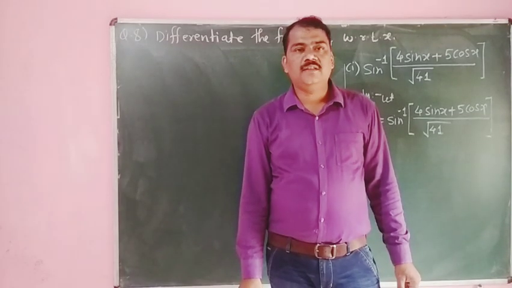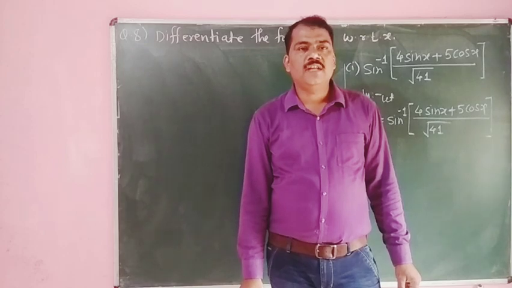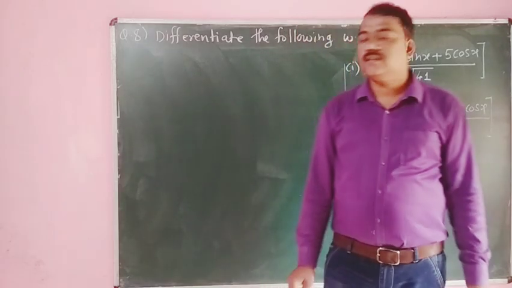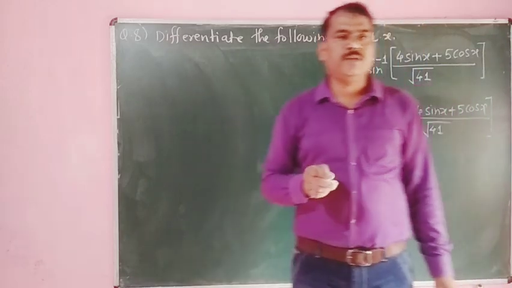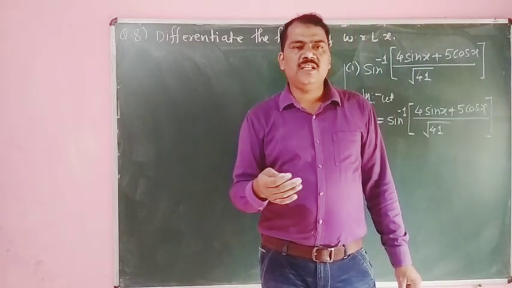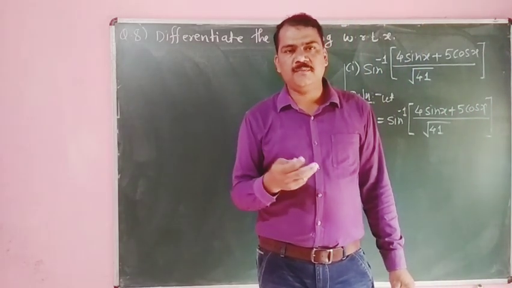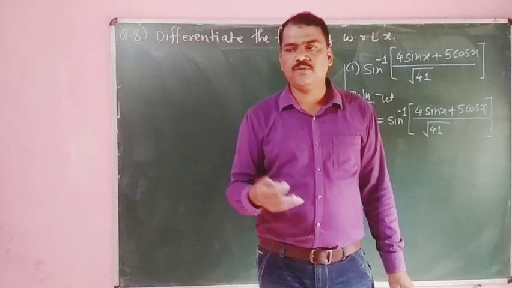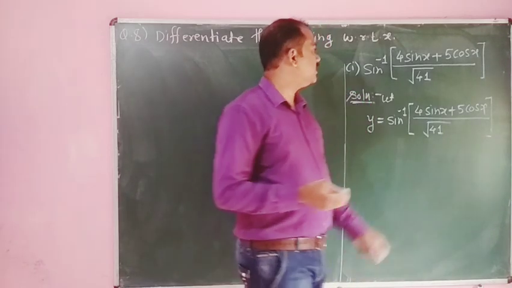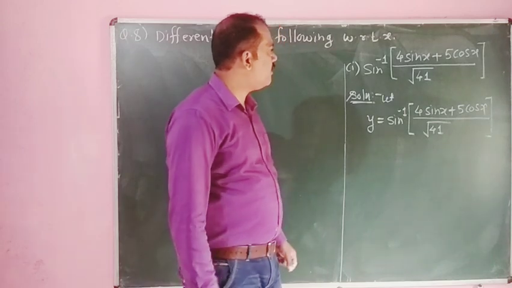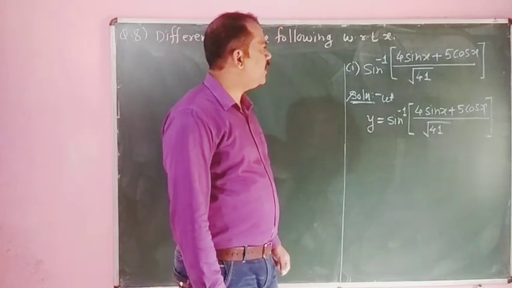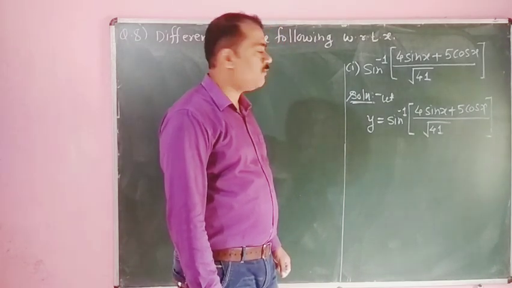Now we have to start question number 8. Differentiate the following with respect to x. Each and every question is different, means whatever examples are given, there are different types of examples. Now we have to discuss the first example. Sin inverse of (4 times sin x plus 5 times cos x) divided by square root of 41.